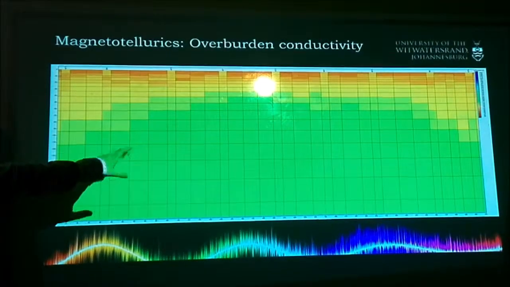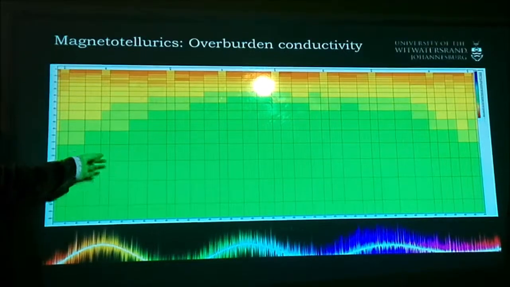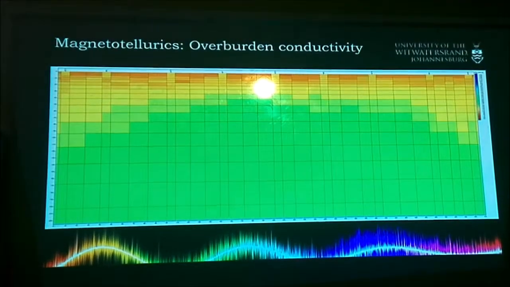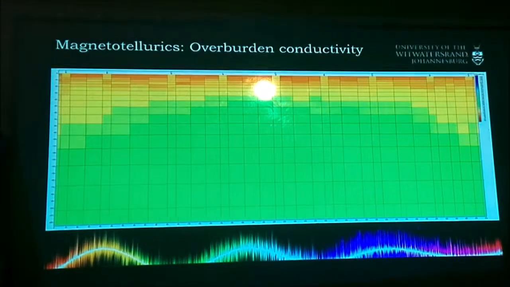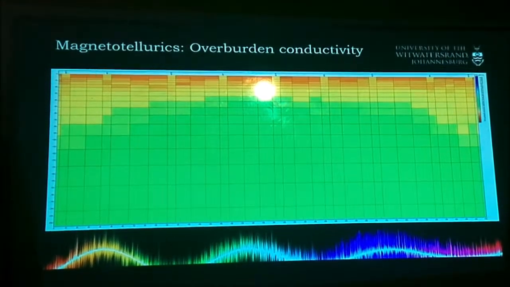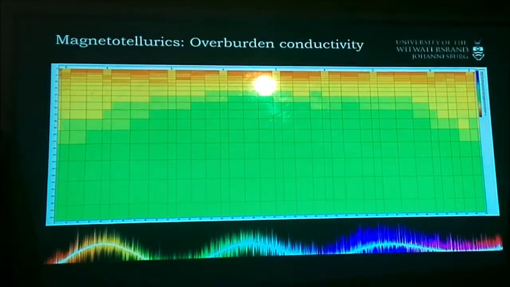This is a very extreme example, but these are examples from Australia, where they can't get below their conductive overburden. So they flew the spectrum surveys. I think they can't even see 10 meters. Sure. So imagine flying, paying so much money. So yeah, that's something to keep in mind with the EM stuff.